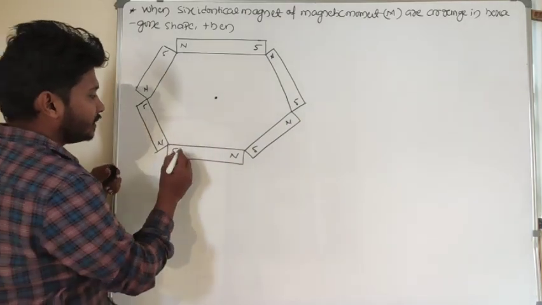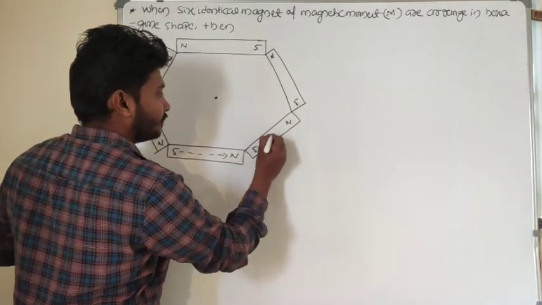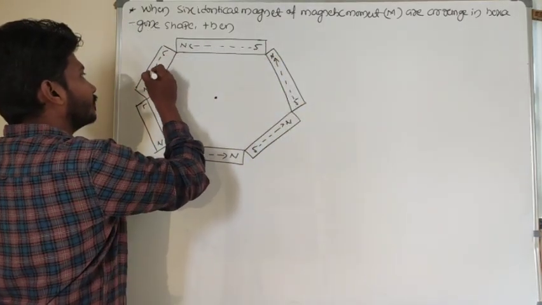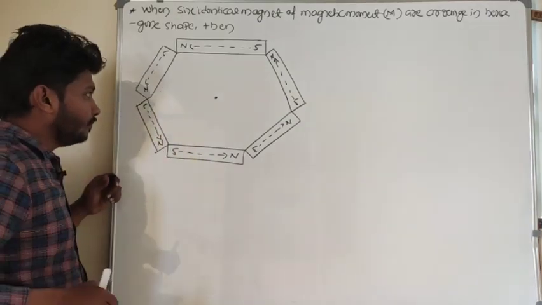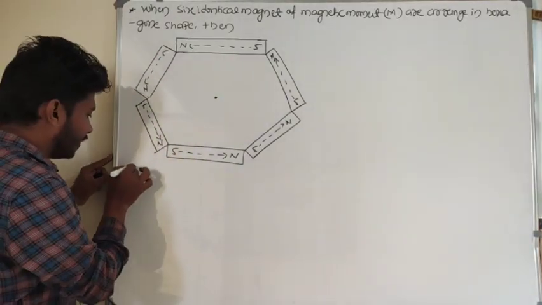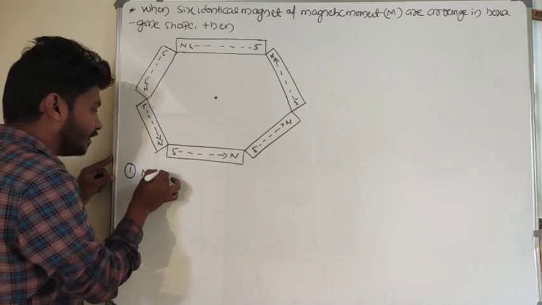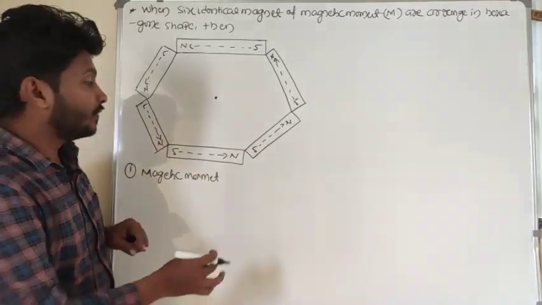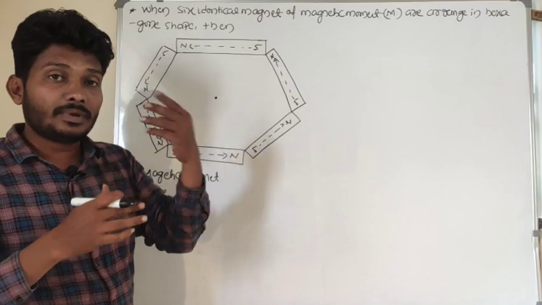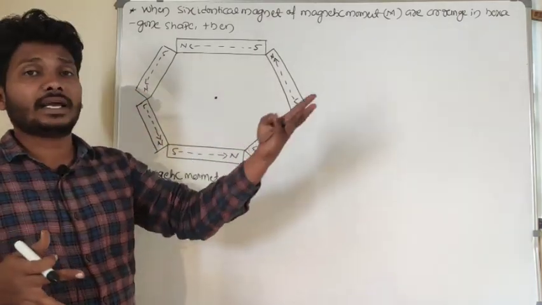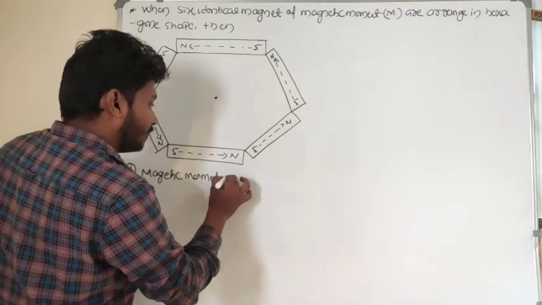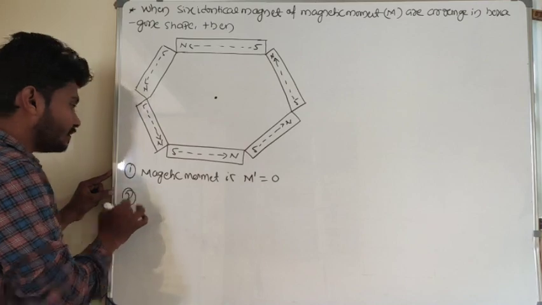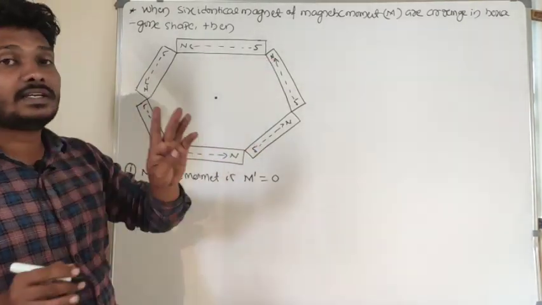Look at here. This is the direction of the magnetic moment, south to north direction. Now the first thing I can find out is the magnetic moment in this case. Look at here, if opposite poles are in contact, whatever the shape may be, whether it is triangular, square, or hexagon, the new magnetic moment value is 0.